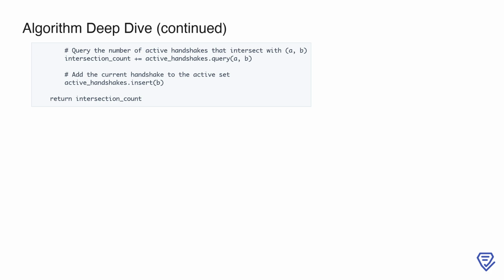For each handshake, A, B, in the sorted list, we query that active_handshakes structure to count how many of the current active handshakes intersect with A, B. This intersection count is added to the total. After querying, the current handshake is added to the active_handshakes structure to ensure it is included in future queries. Once all handshakes have been processed, the total intersection count is returned. This approach ensures that each handshake is processed efficiently, leveraging the power of the segment tree or balanced BST to maintain a logarithmic query and update time, making it both scalable and performant for large input sizes.